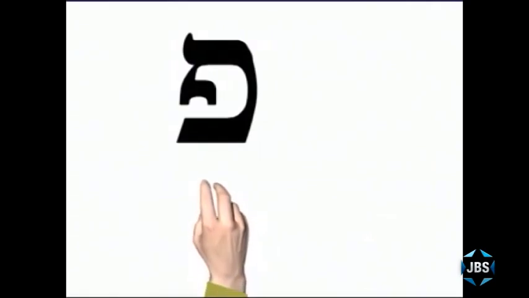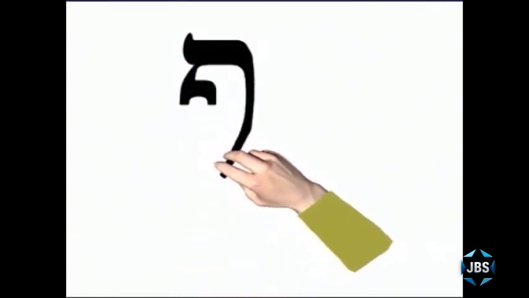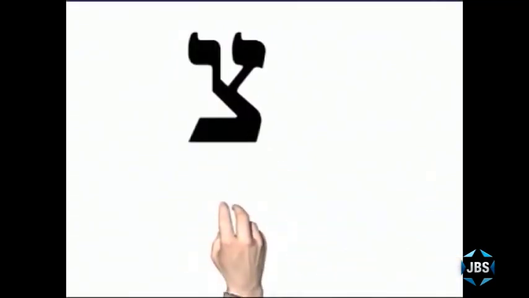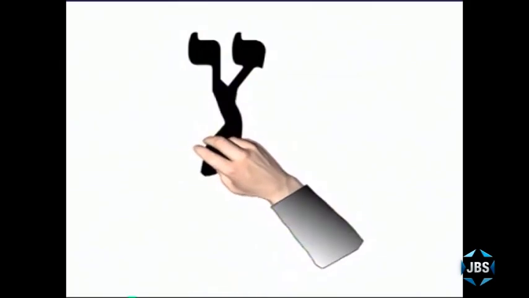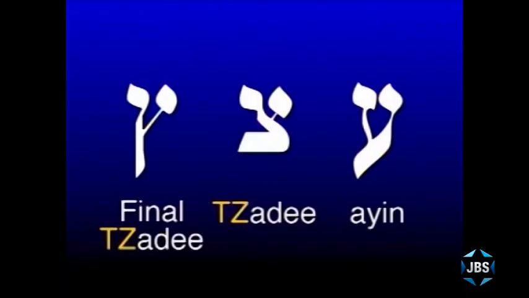Grab a hold of the fei and pull it down, it's the final fei. And take a hold of that tzadi and pull it down, you get the final tzadi. So here you have the ayin, silent, the tzadi, the TZ sound, tz, and the final tzadi, mitsuyan.